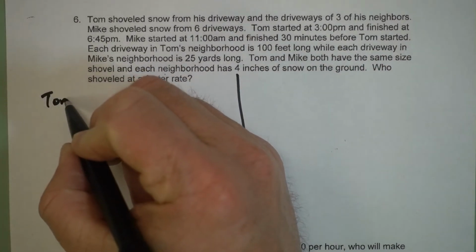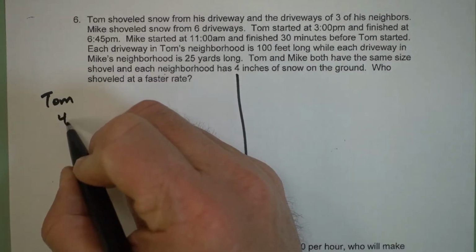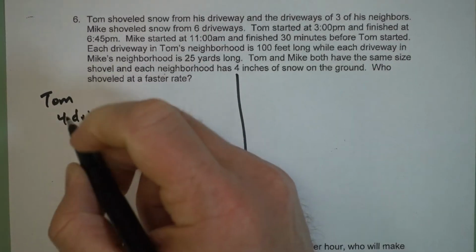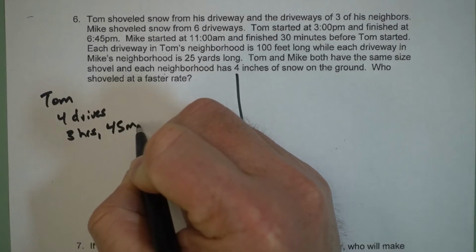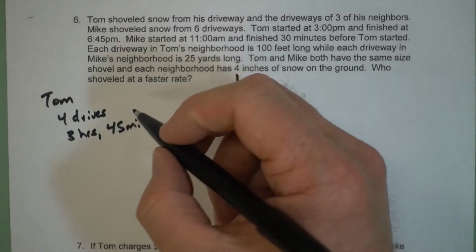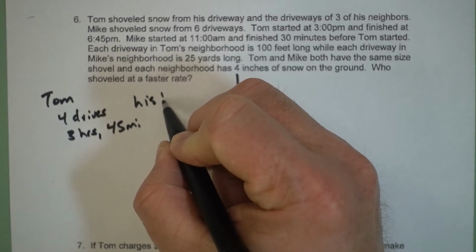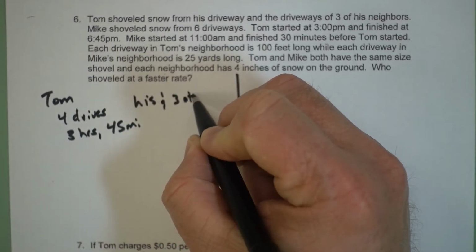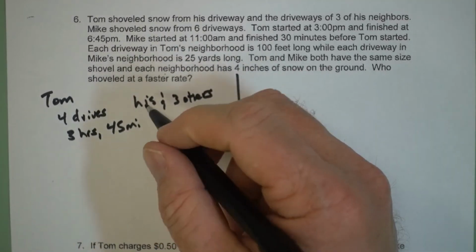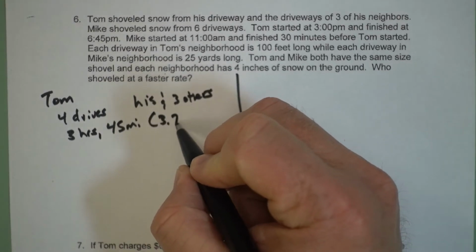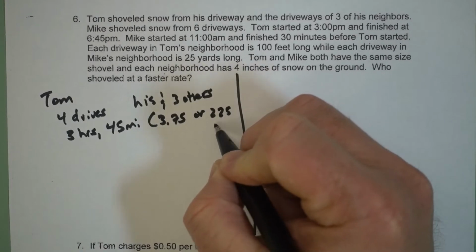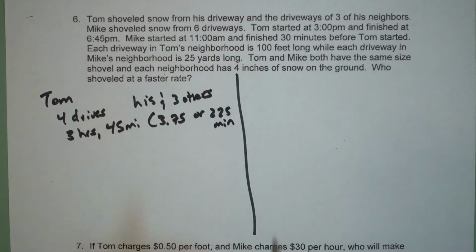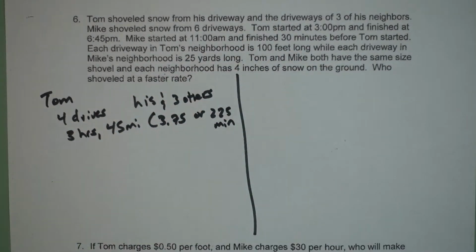We're going to call this Tom. Tom does 4 driveways. He does it in 3 hours, 45 minutes. And so he does his and 3 others. And so we got 3.75 hours, or 225 minutes, with that 3 hours and 45 minutes.